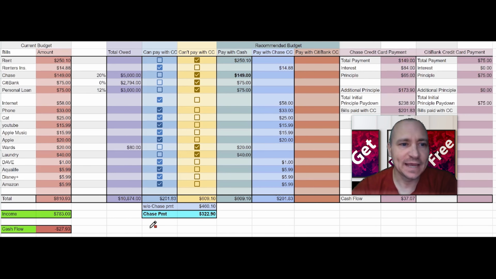All right, let's take a look at what we have here. We've got the current budget. You can see the list of items in the budget. Total expenses are currently $810.93. Current income, $700.83, which leaves us with a cash flow of negative $27.93. Clearly, this is a problem.